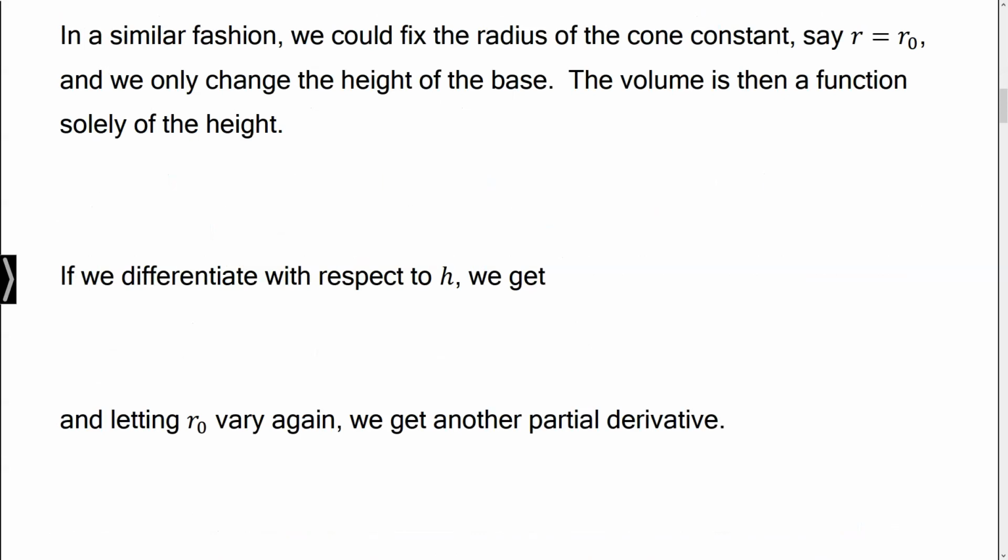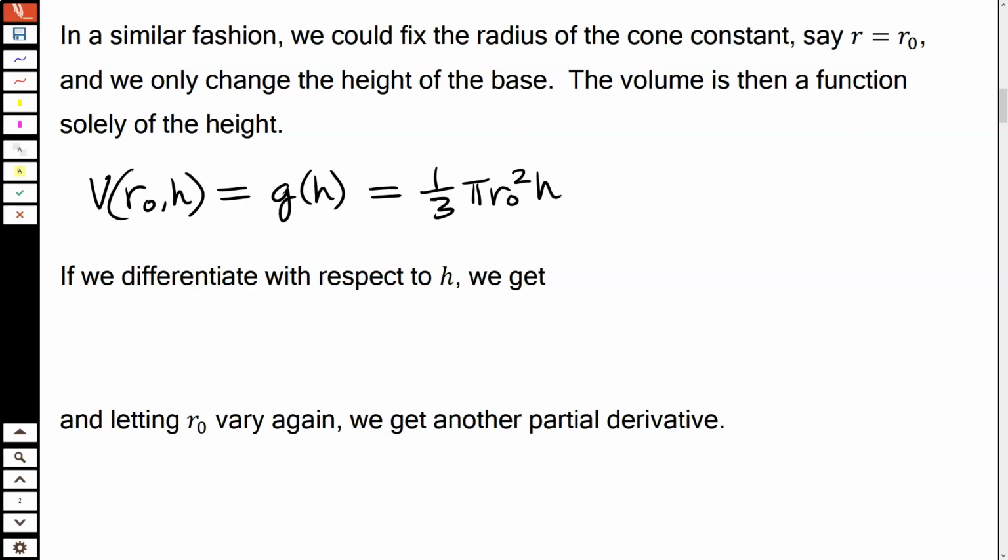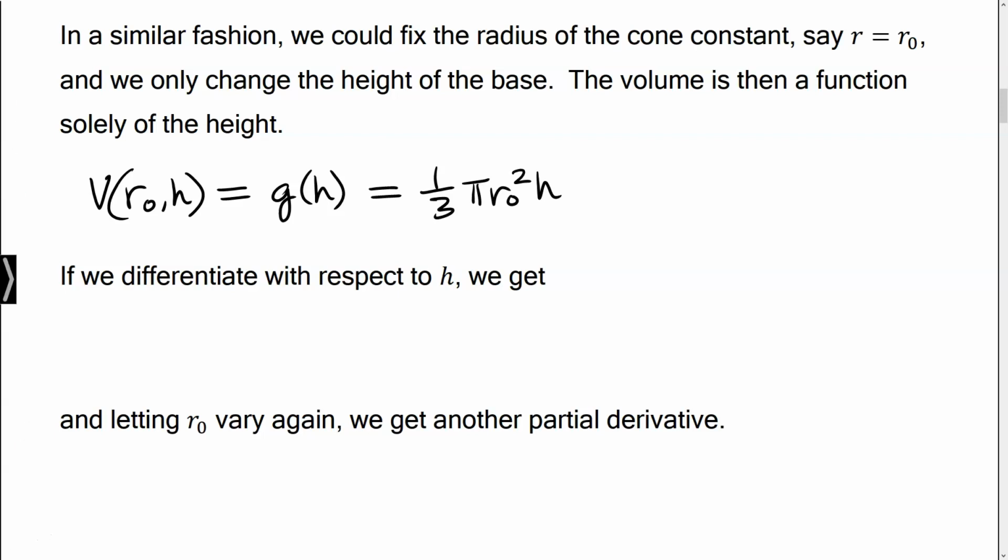So in this case, we get V of r naught, h, because we're fixing the radius. So let's call it, say, g of h. In this case, it would be 1/3 pi r naught squared h. So all of this stuff here, the 1/3 pi r naught squared, that's all a constant.